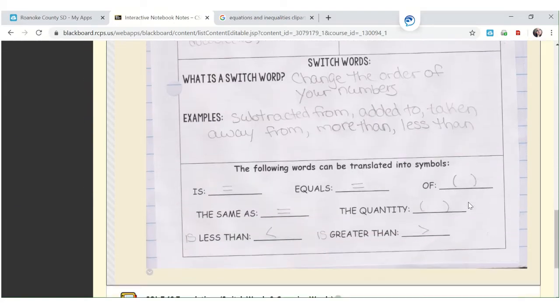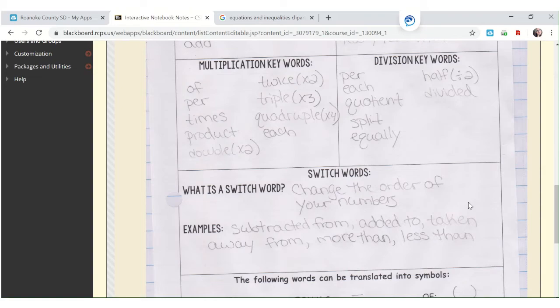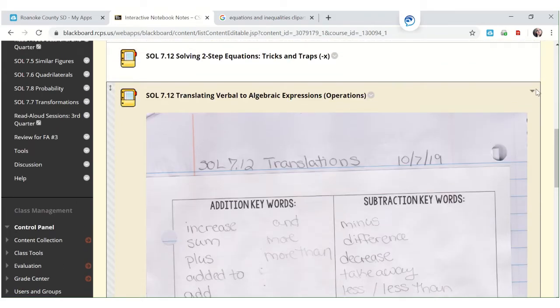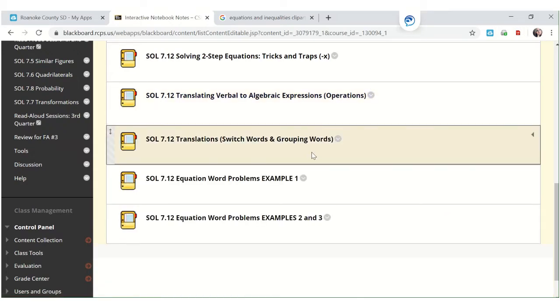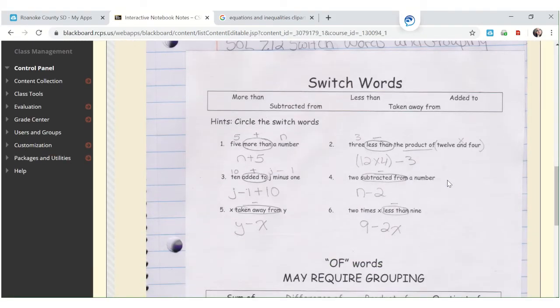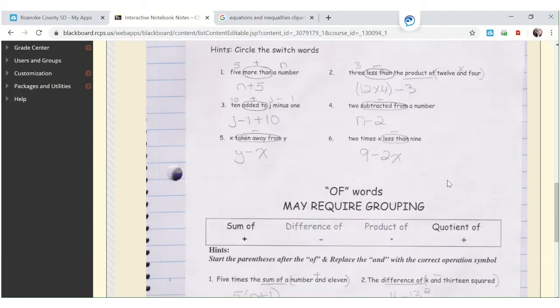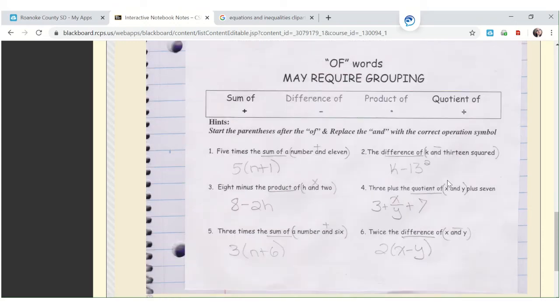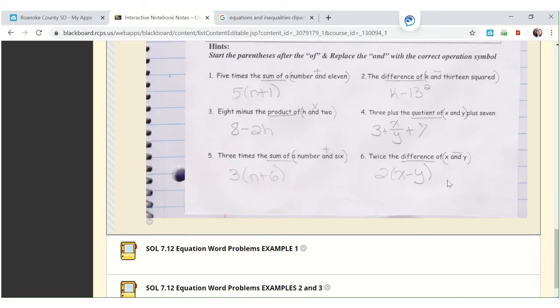Of course, there could be maybe synonyms to those words that would still be switch words, but it gives you kind of an idea. So there were some switch words there. There was a separate notes page we did specifically on switch words where we practiced translating from words into a math statement or math phrase. Here were our grouping words as well.